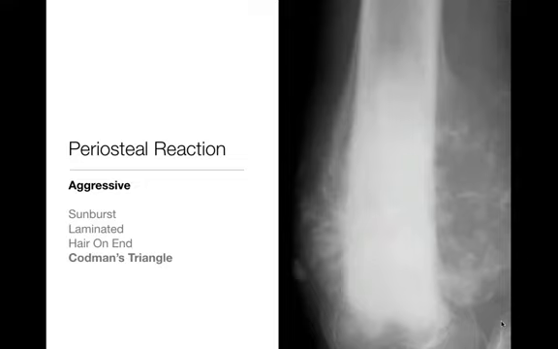In this case, Codman's triangle is the one that I think they always teach you in medical school, traditionally associated with osteosarcoma, but it doesn't have to be. Any aggressive process can give you that. We're just going to look at some different examples now to get a sense of all the different types of periosteal reactions that are out there.